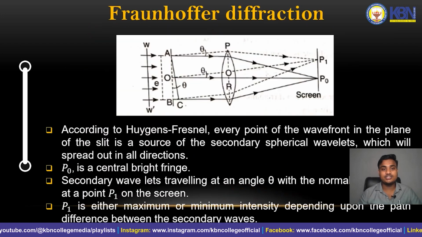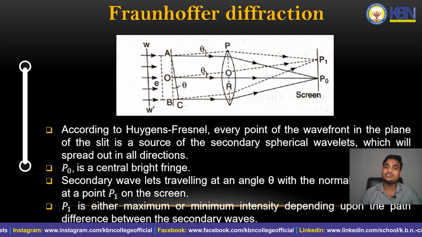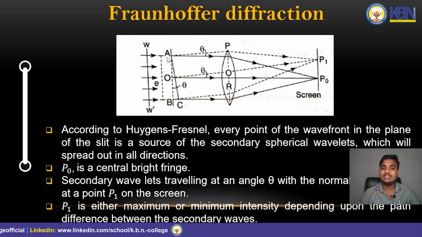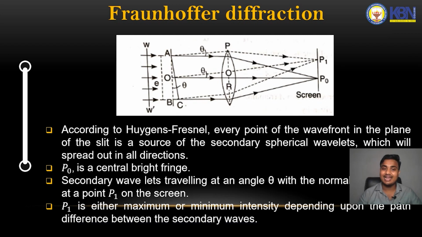Then going to the next topic, Fraunhofer diffraction due to a single slit. Here you can see the diagram. Let AB be a slit of width e, which is placed parallel to the plane of the paper. Then W and W dash is a plane wavefront emitted from a light source of wavelength lambda. AB is a slit and W dash is a plane wavefront.